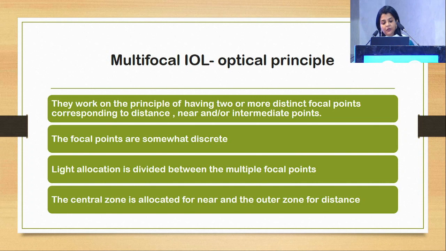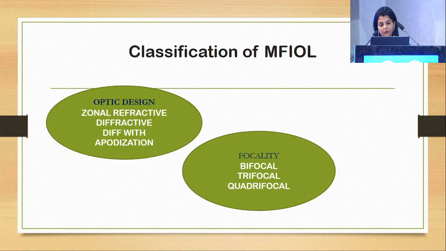The multifocal IOLs have two or more distinct focal points corresponding to distance, near, and intermediate points, and the light is divided between these multiple focal points. They are classified based on their optic design into zonal refractive, diffractive with or without apodization, or based on their focality as bifocal, trifocal, or quadrifocal.